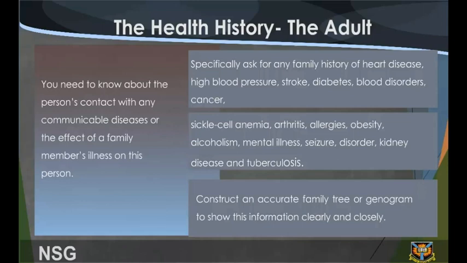Specifically, ask for any family history of heart disease, high blood pressure, stroke, diabetes, blood disorders, cancer, sickle cell anemia, arthritis, allergies, obesity, alcoholism, mental illness, seizure disorder, kidney disease, and tuberculosis. Construct an accurate family tree or genogram to show this information clearly and concisely.